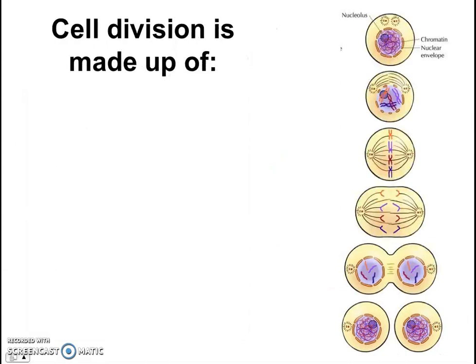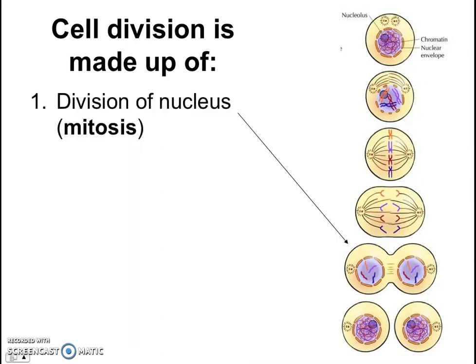So therefore, cell division is made up of actually two processes. The first process is that you need to divide the nucleus. And you see the cell here, right? This is the parent cell with one nucleus. And it divides, we'll look at these stages later, but it divides to form two nuclei. So this division of the nucleus is known as mitosis.